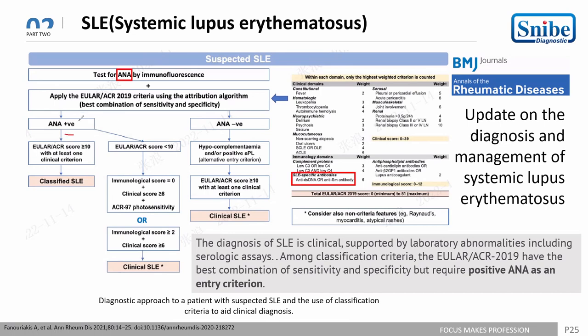So for SLE, you have to go for an ANA positive or ANA negative test. With an ANA negative test, hypocomplementemia and/or positive APL alternate entry criteria is required, and then with at least one clinical criterion and a score greater than 10 in case of EULAR or ACR score, then it is clinical SLE.